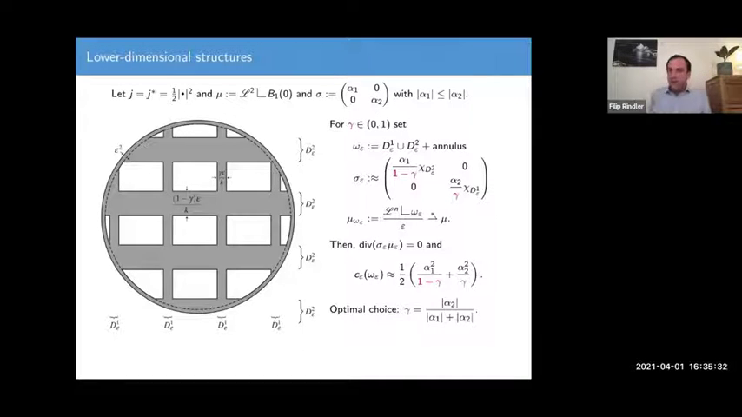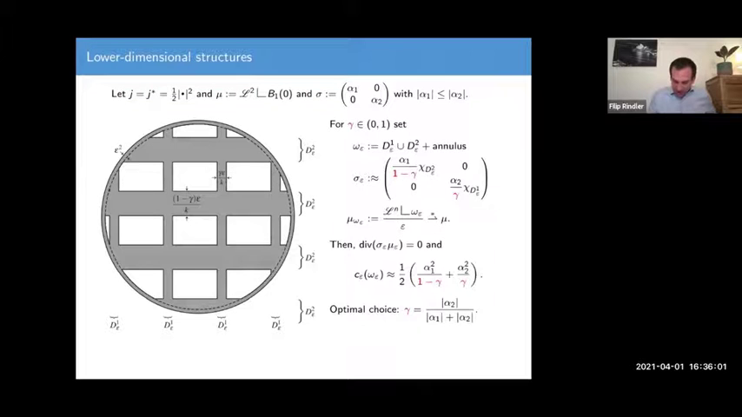And now, okay, you make a short computation. What is C epsilon, my compliance for this structure? It comes out as this formula: 1/2 of alpha1 squared over 1 minus gamma plus alpha2 squared over gamma. Now I optimize gamma. Gamma is the relationship of how thick I make the horizontal and the vertical beams. We can all do this, and you get some optimal gamma.